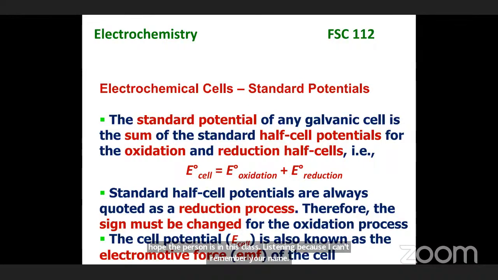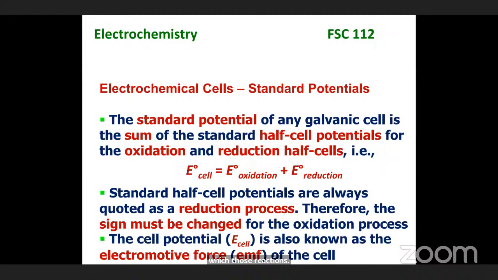So the standard potential of any galvanic cell is the sum of the standard half cell potential for the oxidation and reduction half cells. That is, E naught cell, which is the standard potential, is equal to E naught oxidation plus E naught reduction. That is self-explanatory because they happen at the same time. So the reduction half cell reaction will generate its own potential. The oxidation half cell reaction will generate its own potential. If you add those two potentials together, you will get the standard potential of the cell in which those reactions are occurring. That's basically what that is saying.